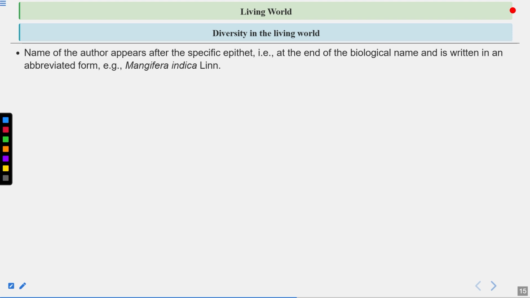Name of the author appears after the specific epithet, that is at the end of the biological name, and is written in an abbreviated form. For example, Mangifera indica Lin. So this species was described by Linnaeus. Lin is the abbreviation of Linnaeus. The name of the author is written after the specific epithet in abbreviated form, and it is not italicized. So it indicates the species was first described by Linnaeus.